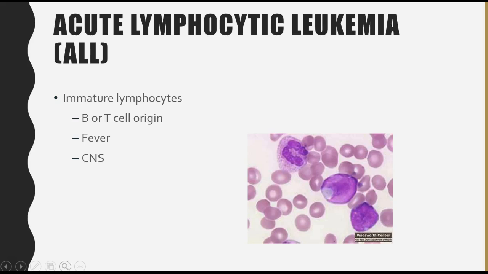to develop. One common feature of ALL is the development of CNS complications, and this is an indication that there has been invasion of those immature cells into the arachnoid tissue of the brain. This can cause an increased ICP. It can cause nausea, vomiting, and lethargy in those patients. So that is something specific to ALL.